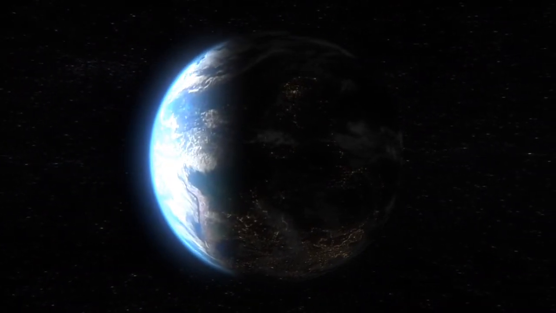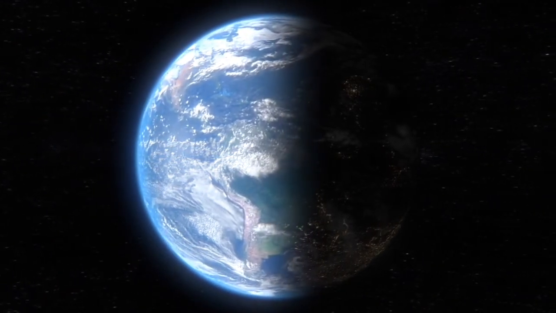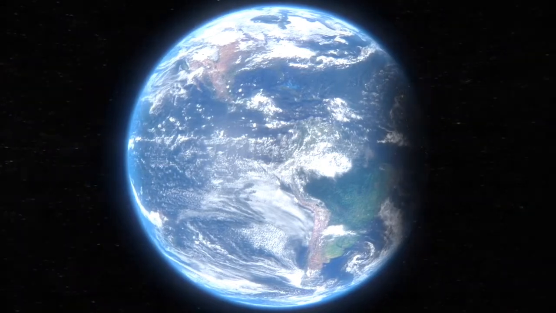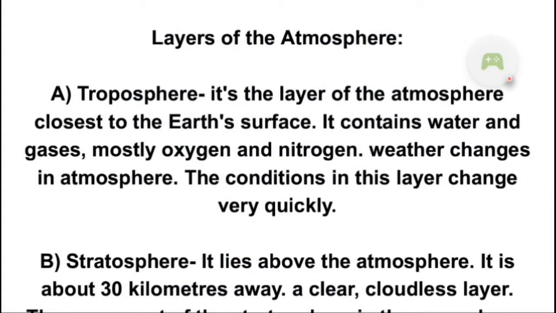Okay, students? And then, what are the layers of the atmosphere? Let us understand. First layer is troposphere. What is troposphere? It's the layer of atmosphere closest to the Earth's surface. It contains water and gases, mostly oxygen and nitrogen. Weather changes in the atmosphere. The conditions in this layer change very quickly. Yes, students, troposphere is the layer of atmosphere closest to the Earth's surface. It contains water and gases, and mostly oxygen and nitrogen are present in the troposphere. Weather changes happen in this troposphere. The conditions in this layer change very quickly with small changes of atmosphere.